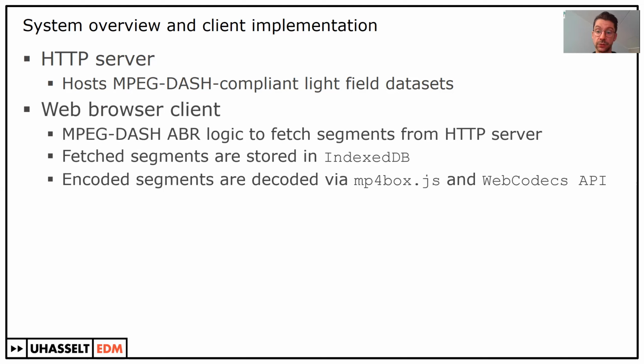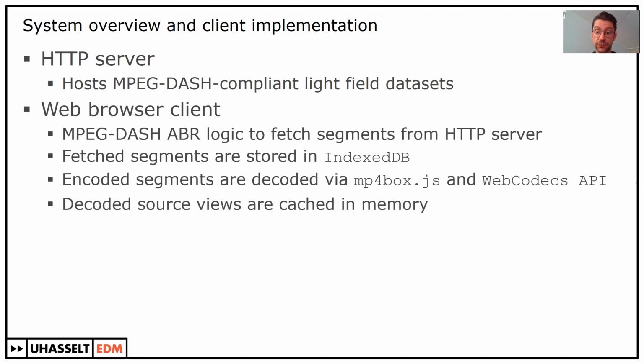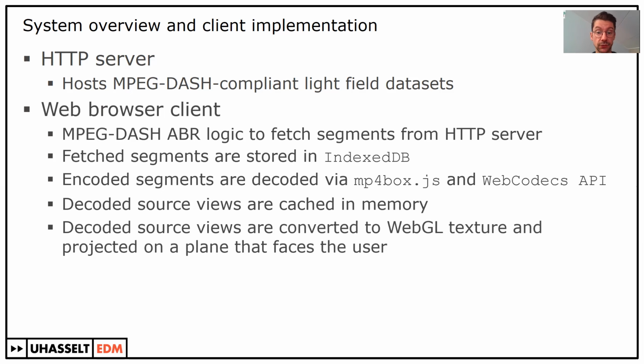mp4box.js is used to iterate through the encoded source views that are packaged in a single MPEG-DASH segment, while the actual decoding of these individual source views then happens via the web codecs API. This latter API is instrumental to our approach. Without it, precise hardware-accelerated access to individual video frames is not feasible in a web browser context. The resulting decoded source views are stored in memory to allow for fast access. And finally, a decoded source view needs to be converted to a WebGL texture before it can be visualized by projecting it on a plane that faces the virtual camera controlled by the consuming user.